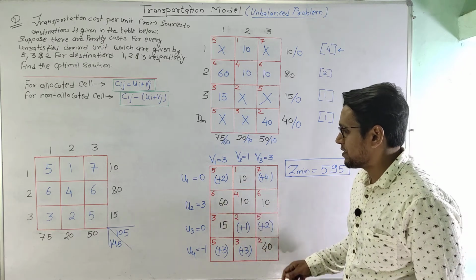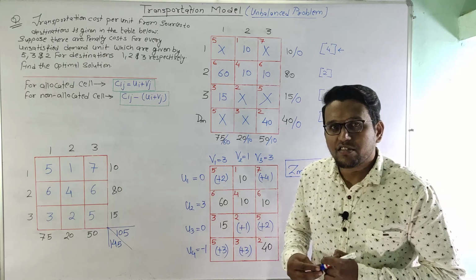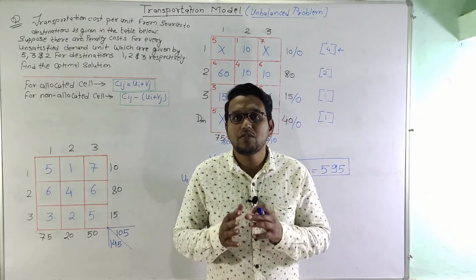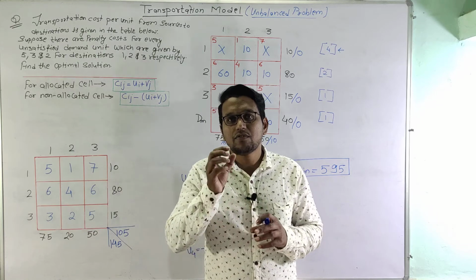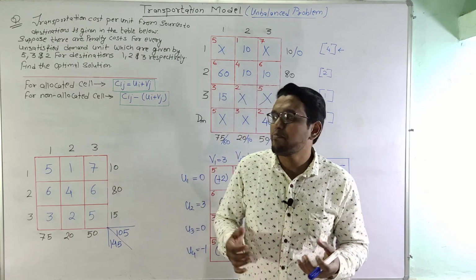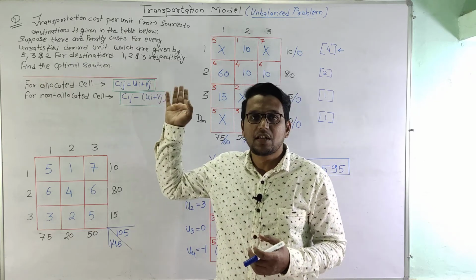So this is another variation in the unbalanced problem where we do not have the value 0 in the dummy row or dummy column. Instead of that, we have penalties that are given in the question.